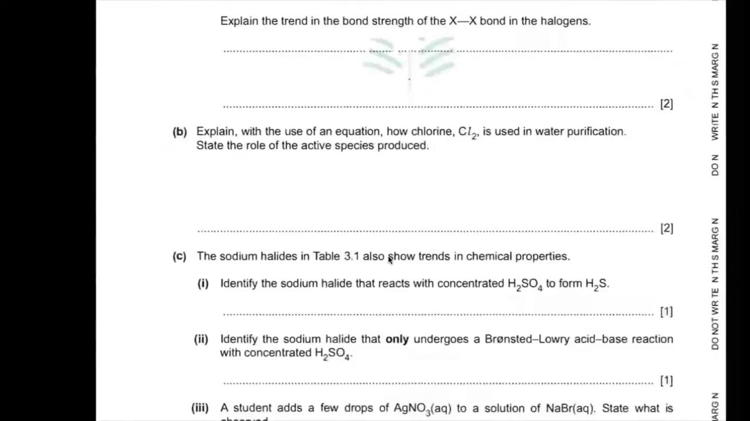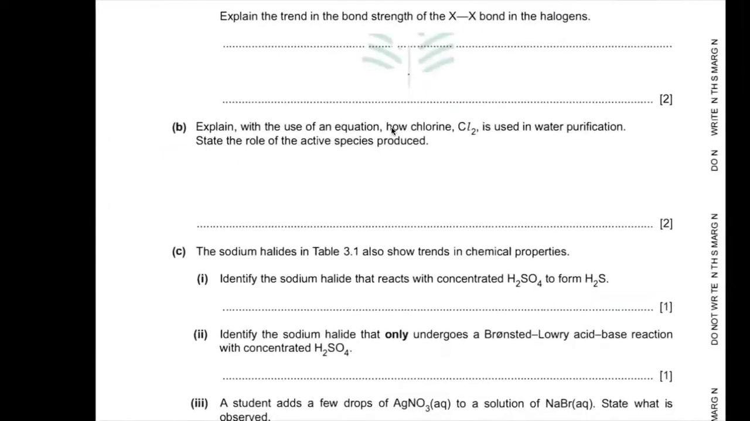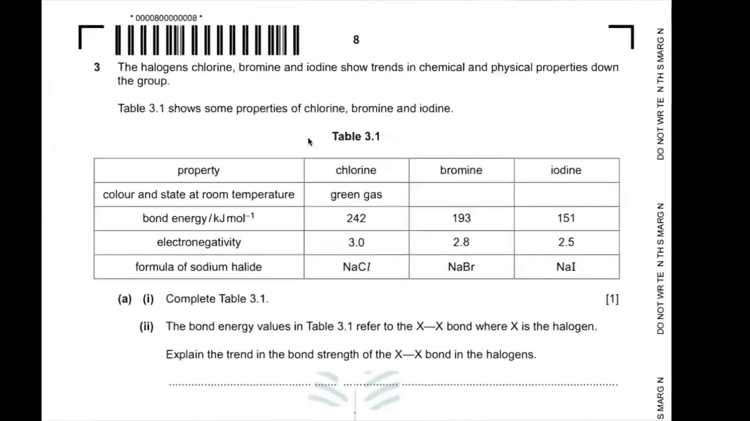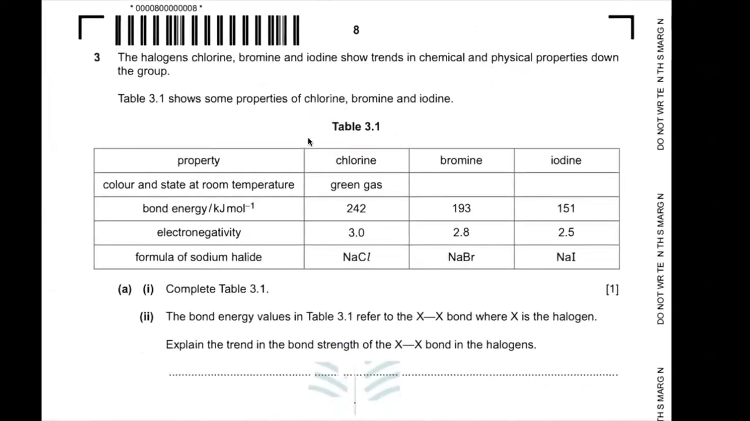Now we are moving towards question number 3. The halogens, chlorine, bromine, and iodine, show trends in chemical and physical properties down the group. Table 3.1 shows some properties of chlorine, bromine, and iodine. Okay.